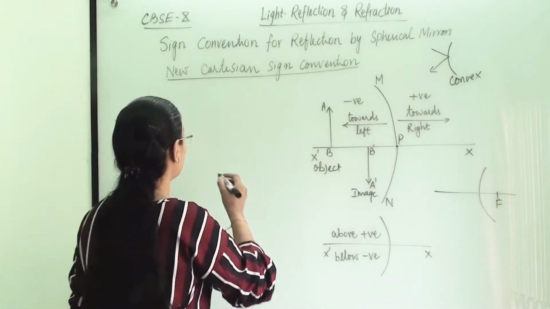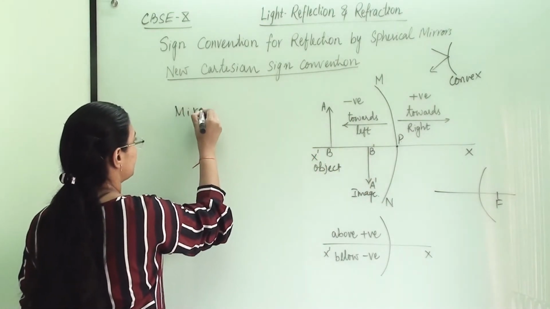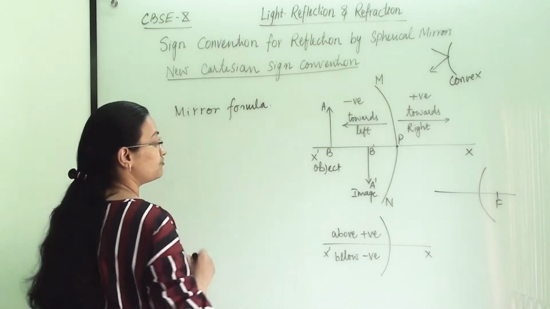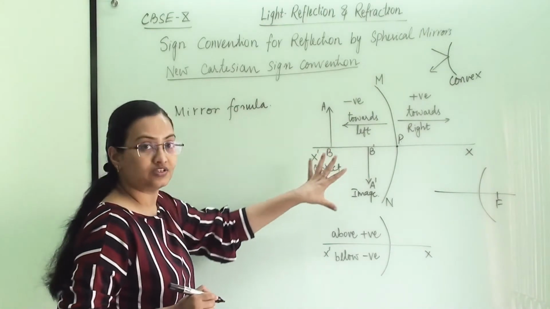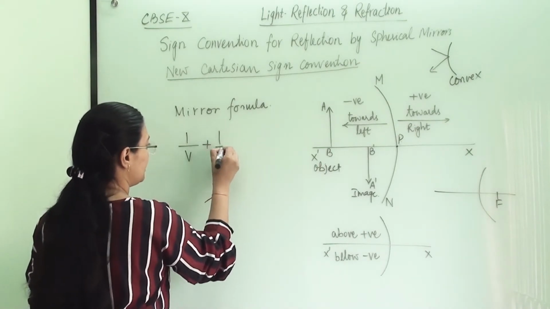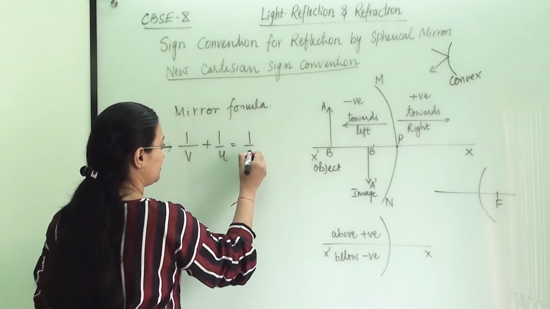So these distances we are measuring from the mirror formula. Now what is the mirror formula? This mirror formula is for the mirrors. So 1 divided by V plus 1 divided by U equals 1 divided by F.